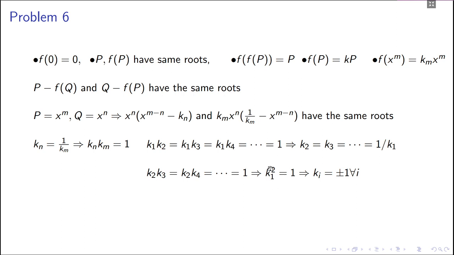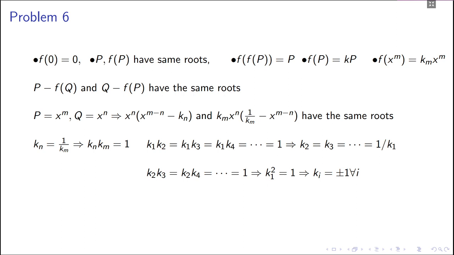So what you get is k1 squared is equal to 1, and that means all ki squared is 1, and that means ki is equal to either plus or minus 1. Okay, so this k can only be 1 or minus 1. It cannot be anything else.